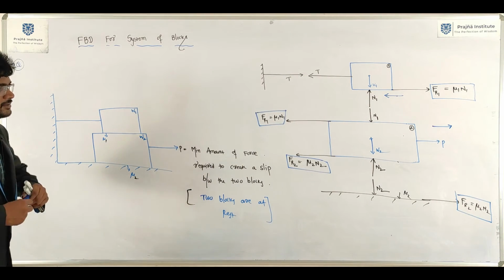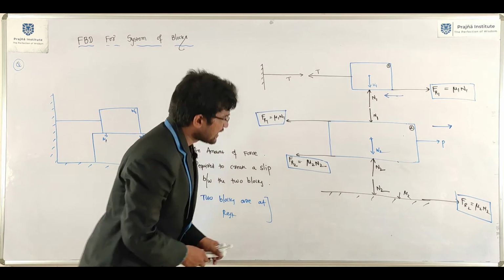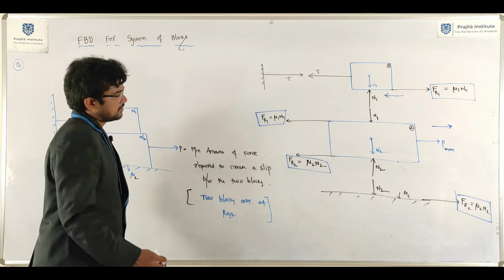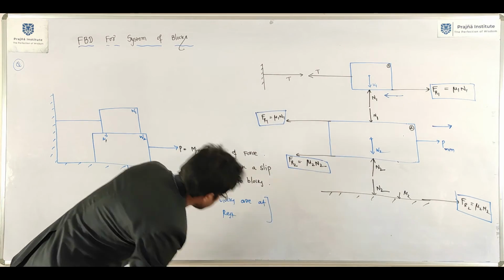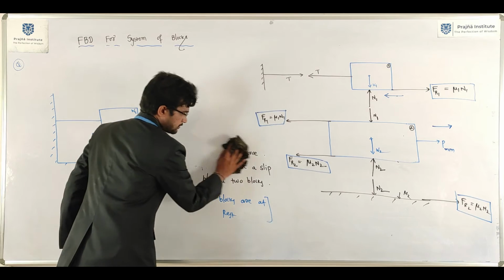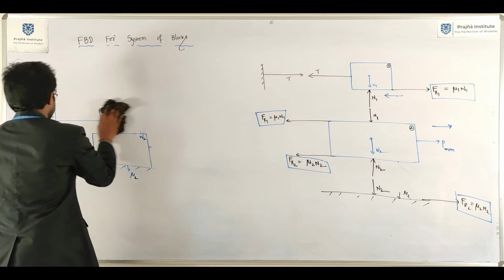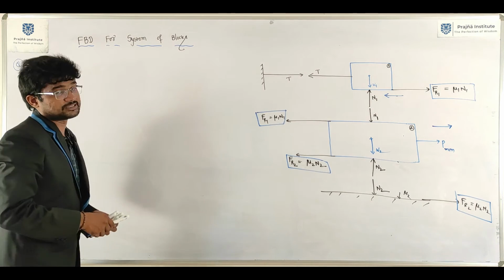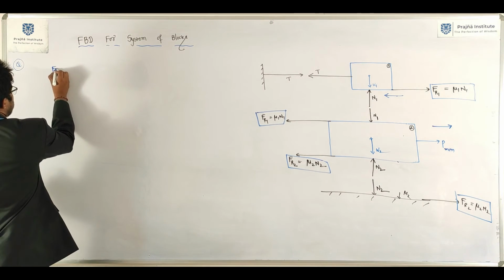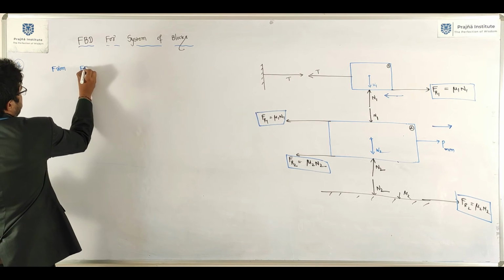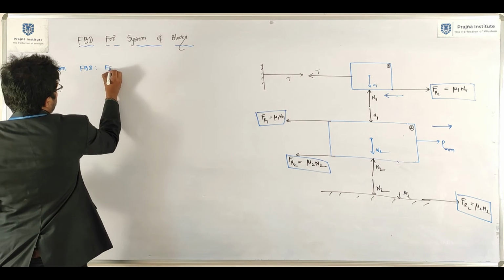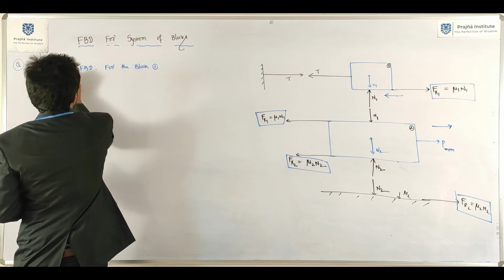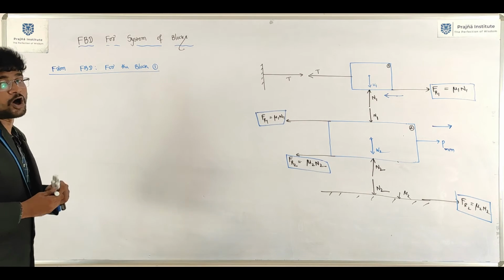Correct? Okay, now can I say it is the minimum P? P minimum. Now we can apply equilibrium equations. Can I rub this? You have drawn the free body diagram for block 1. Free body diagram for block 1.